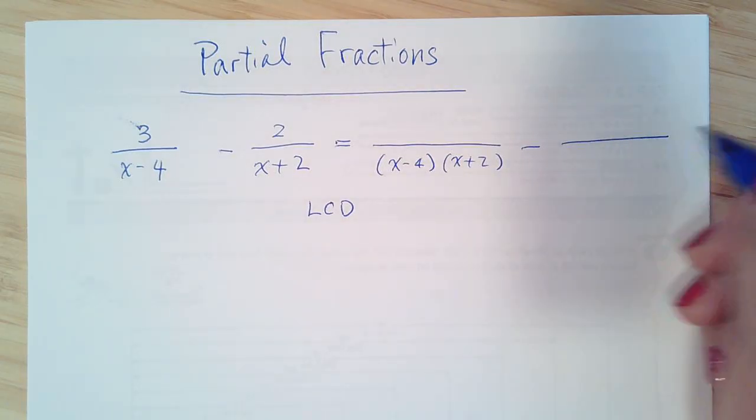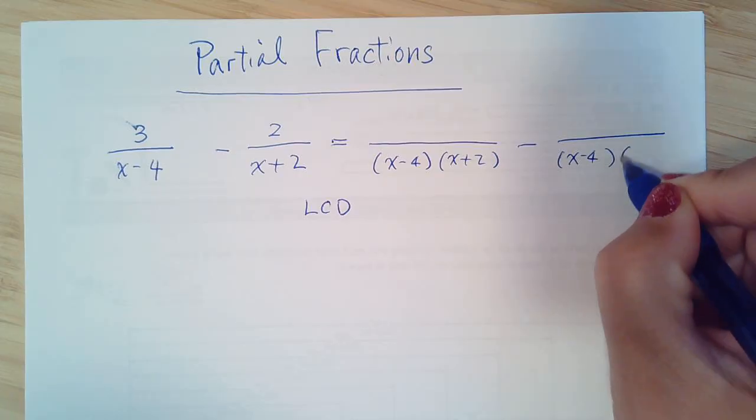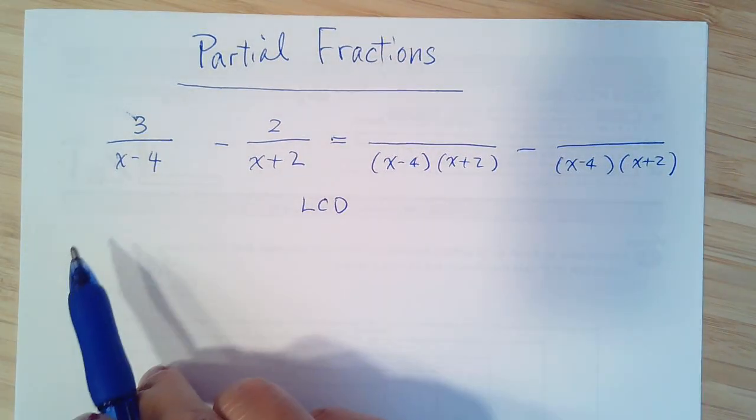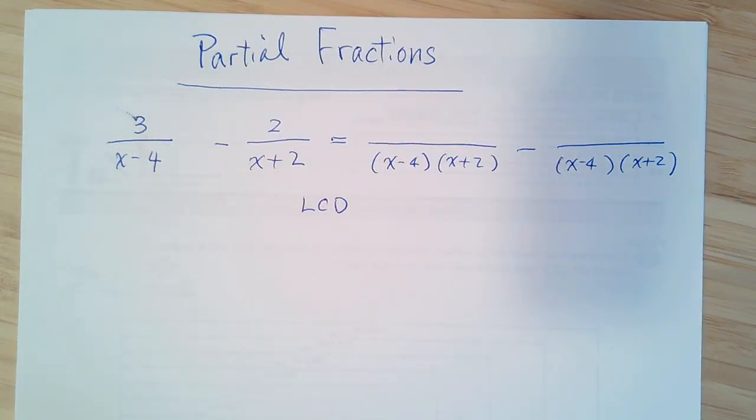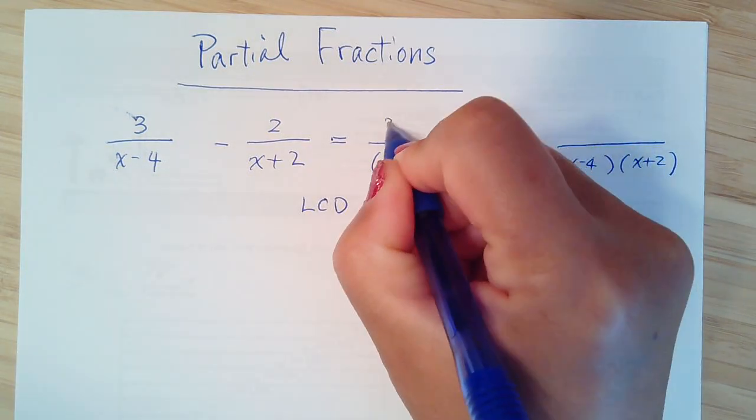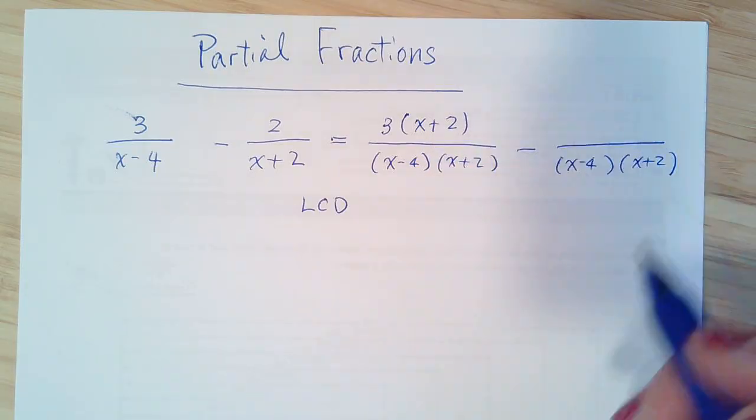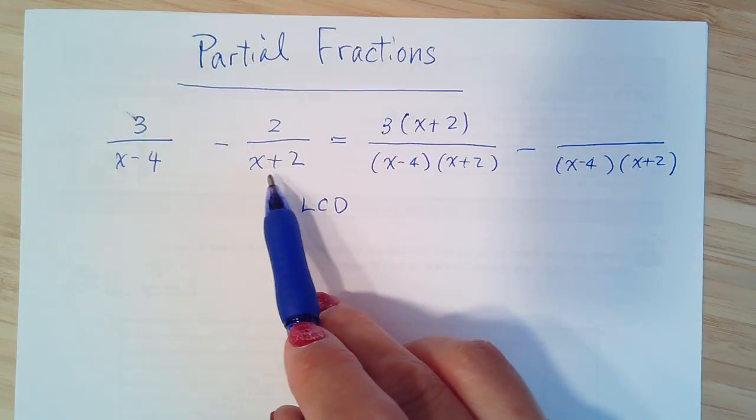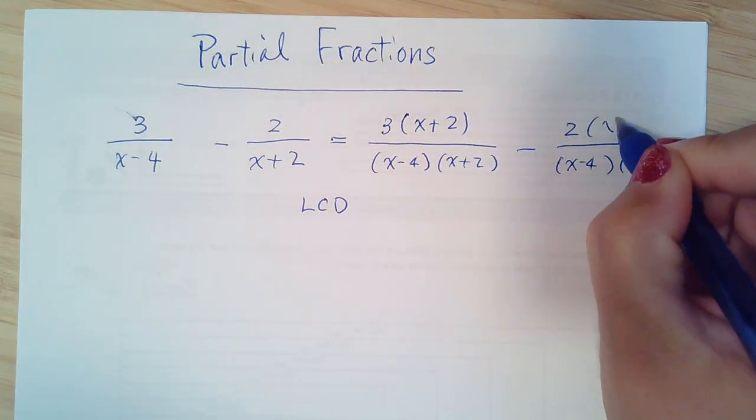So we're going to change both terms into x minus 4, x plus 2 in the denominator. Then what happens to the numerator is you get to see what you're doing to the denominator. You have to do the same thing to the numerator. You multiply by x plus 2, so you have to do the same thing: 3 times x plus 2, minus 2, and this part comes from multiplying x plus 2 by x minus 4, so you have to do that: x minus 4.